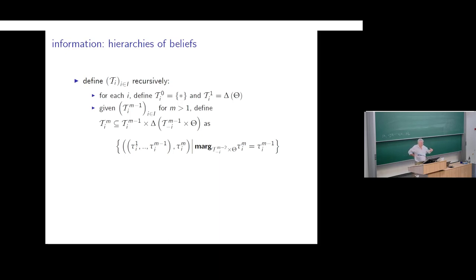The slight complication here is that when we describe his beliefs at the nth level, they're going to entail a belief over lower levels, and it had better be the case that his nth level beliefs are consistent with his (n minus one) level beliefs. That's what we're building in here.